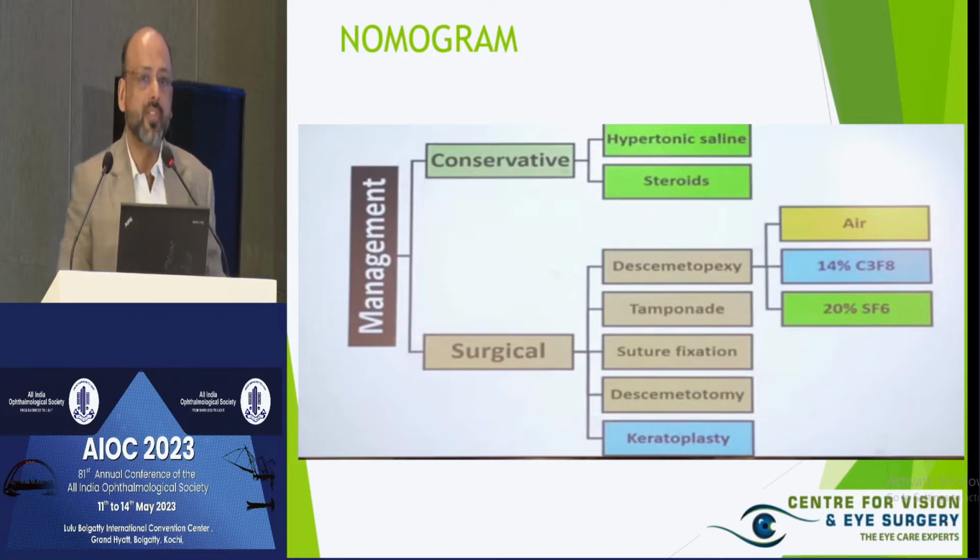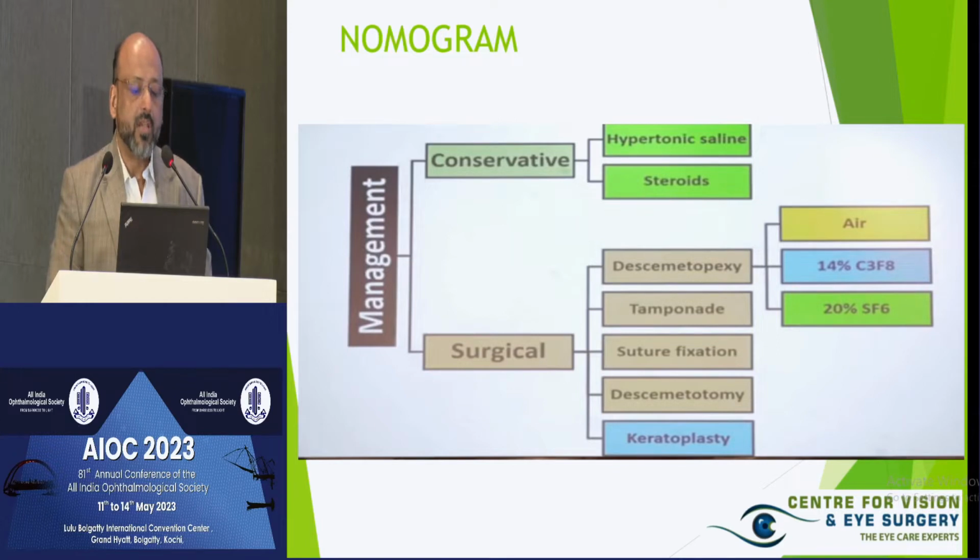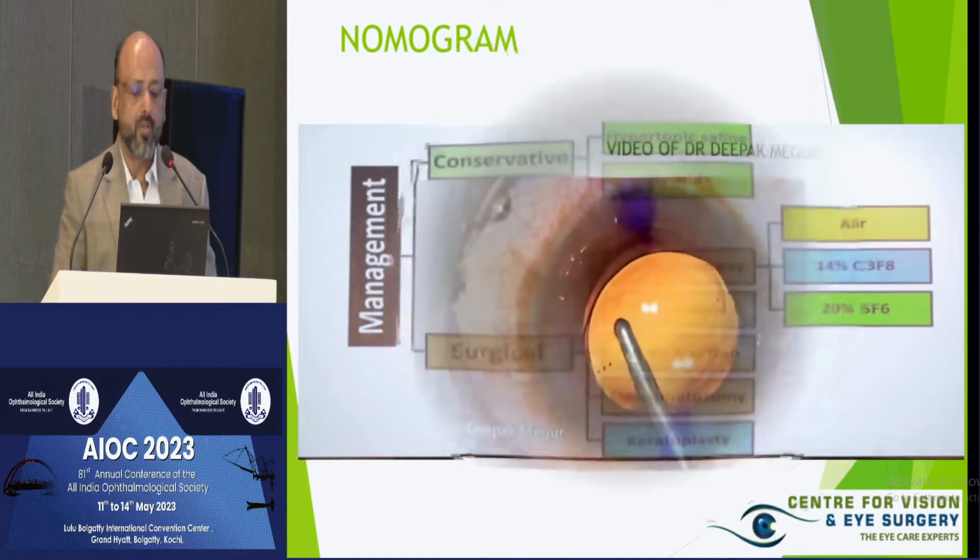You can do suture fixation with full thickness sutures. You can do a descemetotomy where if there is significant scarring and there are a lot of folds on the Descemet's, and of course in very severe cases where nothing can be done, you're probably looking at a keratoplasty.